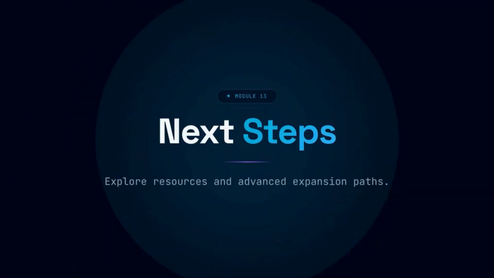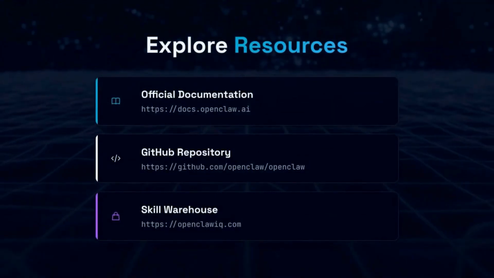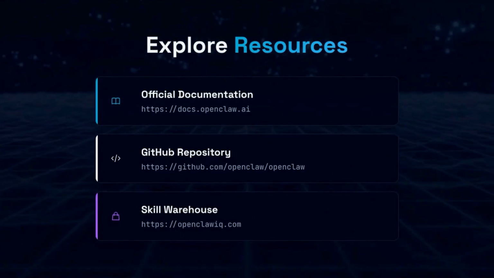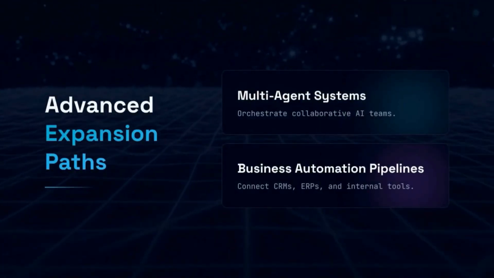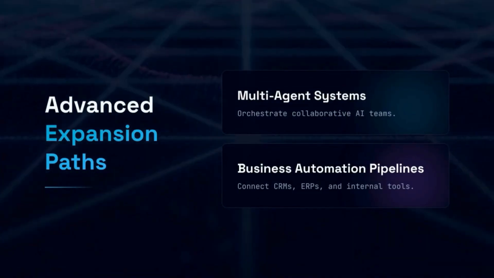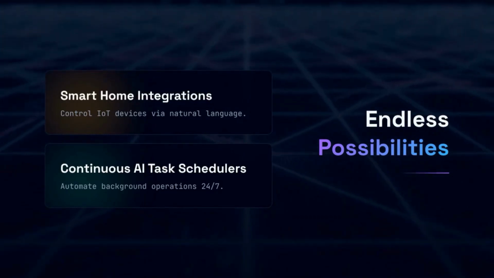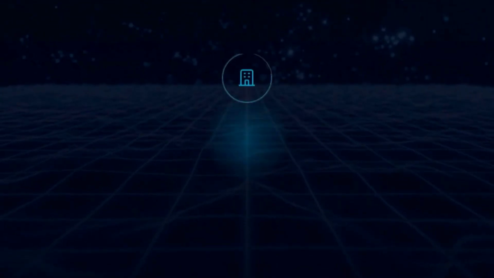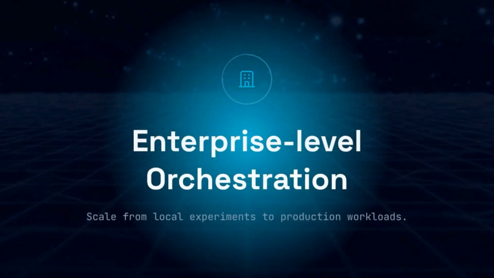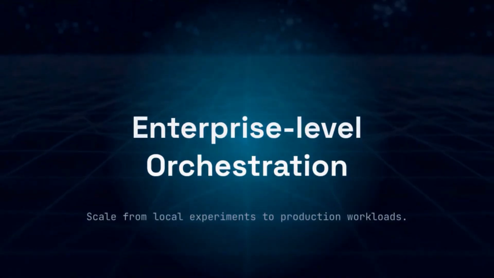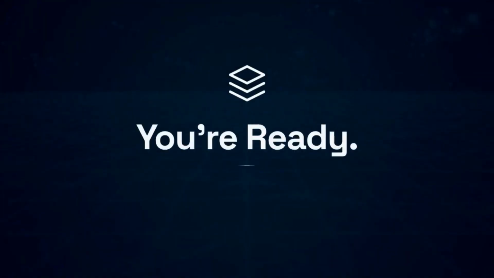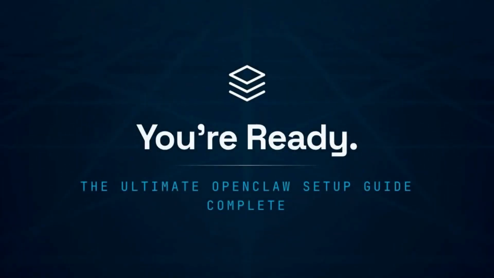For next steps, explore the official documentation at docs.openclaw.ai. Review the GitHub repository for technical insights, and browse the skill warehouse at openclawiq.com to expand capabilities. From there, you can build multi-agent systems, design business automation pipelines, integrate smart home controls, deploy continuous AI task schedulers, or scale into enterprise-level orchestration. OpenClaw is your foundation. The expansion is limited only by your architecture and vision.